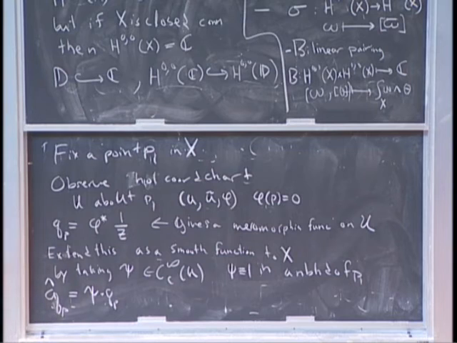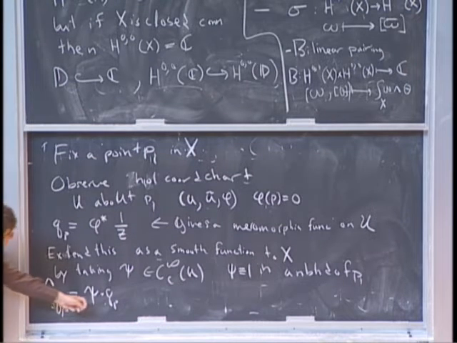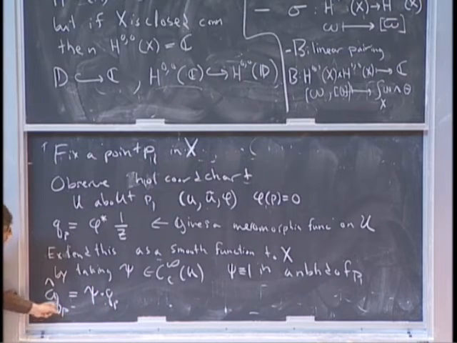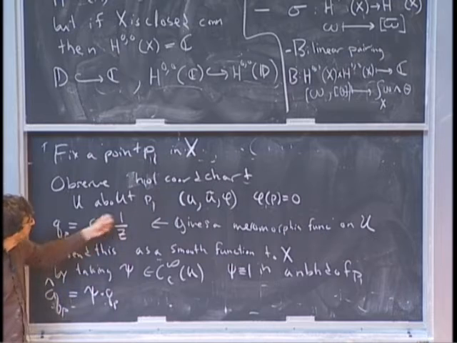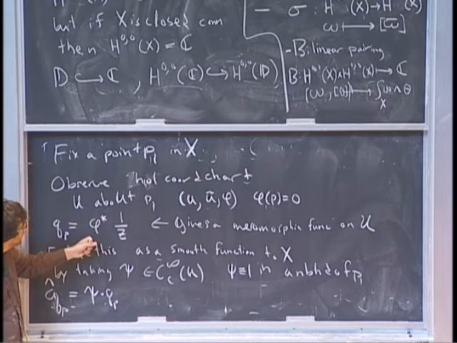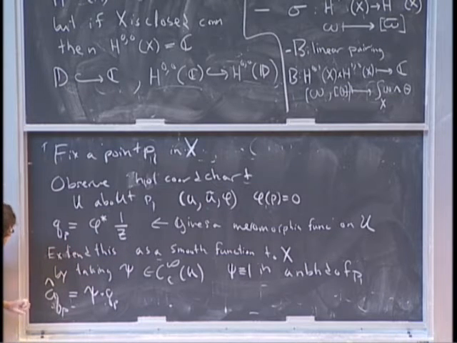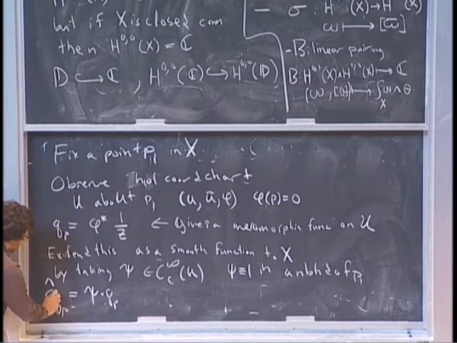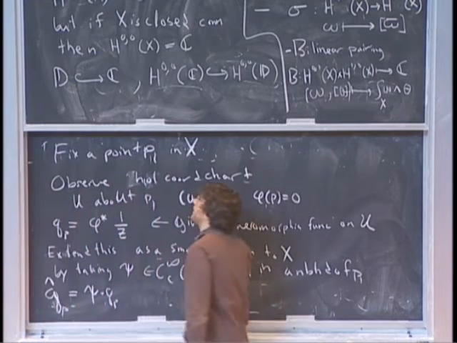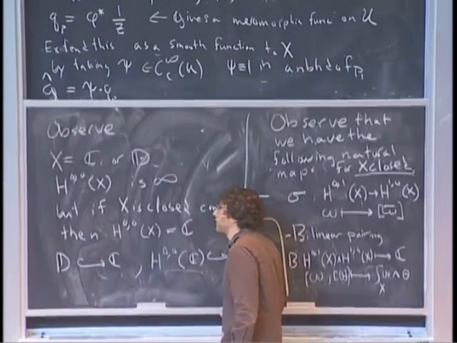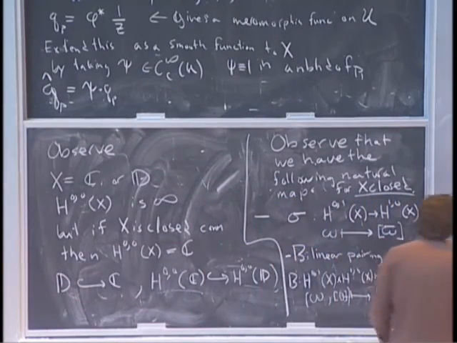So the point is, this function is 0 everywhere outside of U, but it now gives us a smooth function on all of X. It's meromorphic in a neighborhood of P1 with a simple pole exactly at P1 and nowhere else. So the question would be, can we modify this in order to make it holomorphic everywhere away from P1? And that's where the main theorem is going to come in.